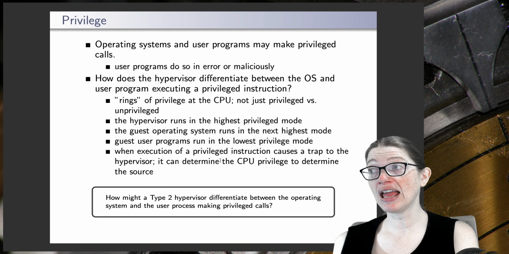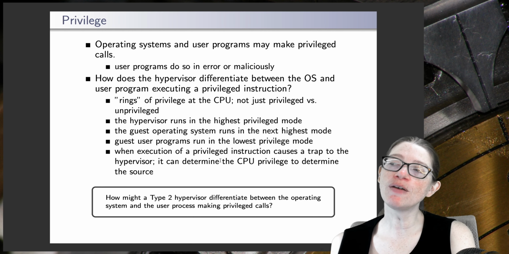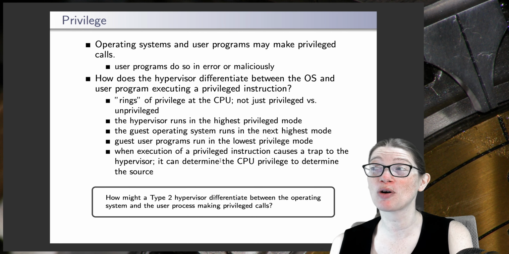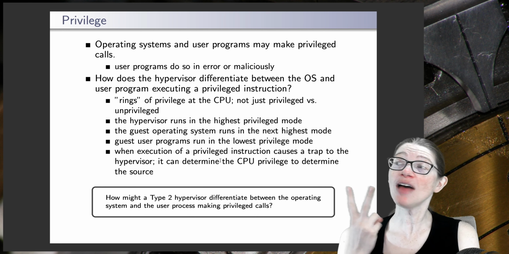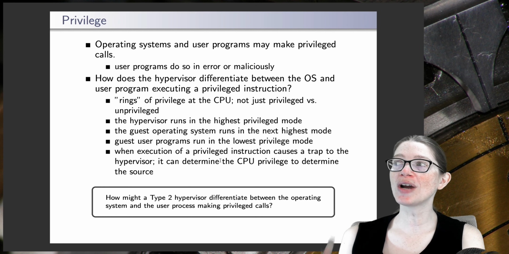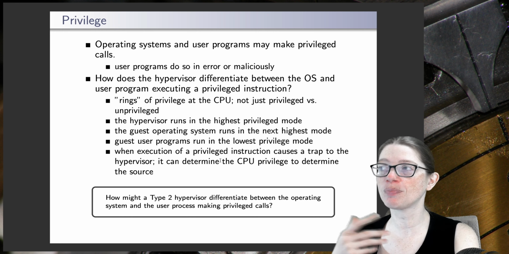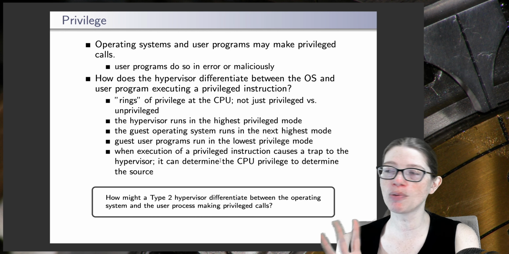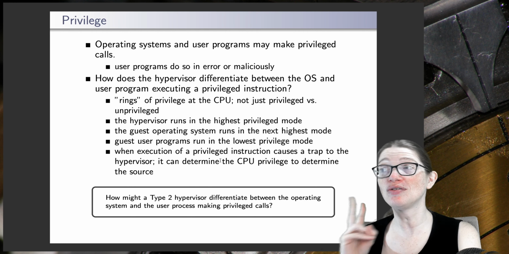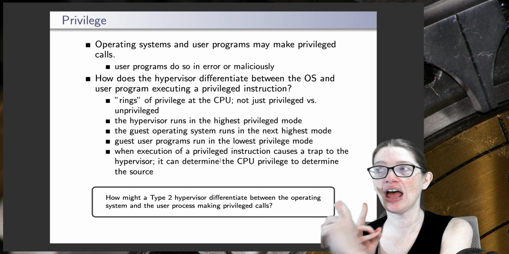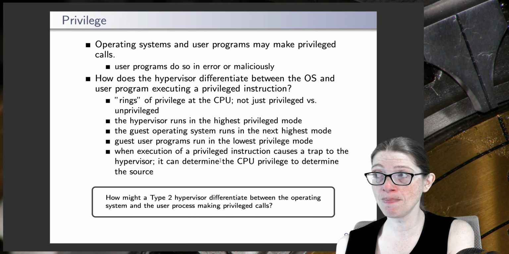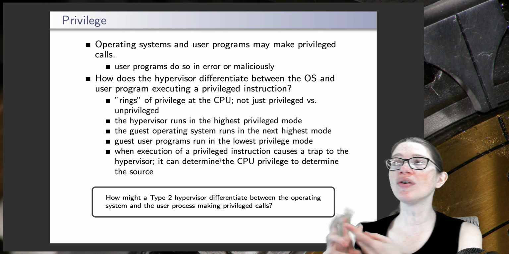Because the VMs are running in an unprivileged state, how do you differentiate between the operating system, the guest OS, making a privileged call and the user program making a privileged call? If you only have 2 privilege modes, you can't differentiate this, which is why we use rings of privilege. And this is why I said a different level of privilege. Modern hardware usually supports a minimum of 4 different privilege levels. Now, if you're running your OS on bare metal, you usually only use 2, which is privileged for the kernel and unprivileged for the user program. But if you are running a type 1 hypervisor and a VM, and then a guest OS on that, we're going to make use of these rings.